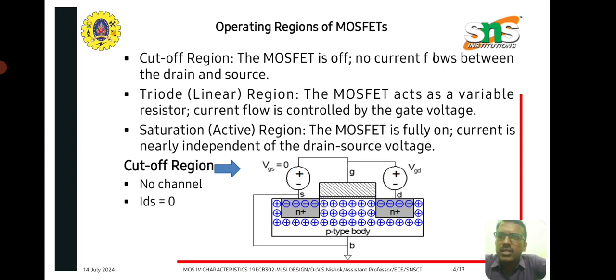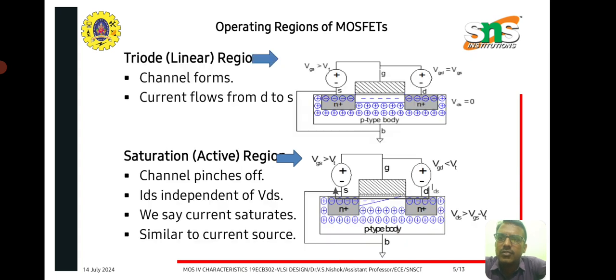Starting with cutoff region, if you see the diagram, between the two n-type materials, there is no channel formed, and if there is no channel, there won't be any flow of current between the source and drain. So by default the current flow will be 0. IDS will be considered as 0 in the cutoff region. Then coming to the linear region, if you see the diagram, between the two n-type materials, there is a channel formed through which the current flow takes place from drain to source.